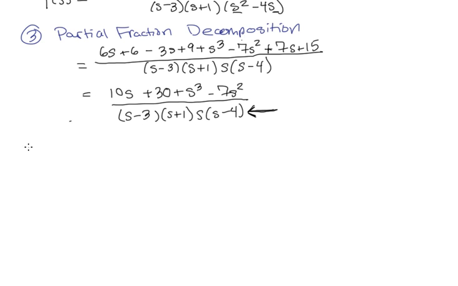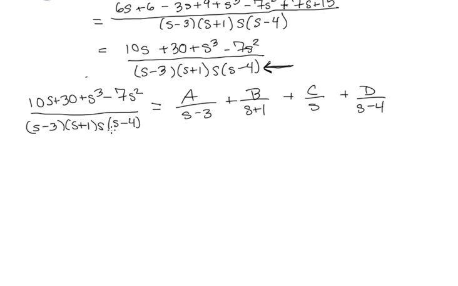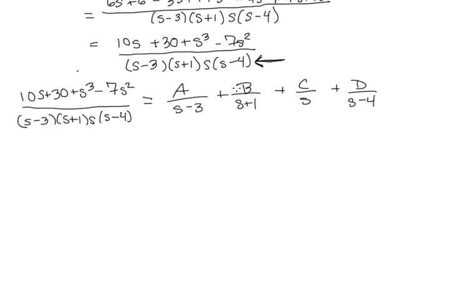So we have 10s plus... so this is going to be A over s minus 3 plus B over s plus 1 plus C over s plus D over s minus 4. Okay, so because these are distinct linear factors, we can decompose it to this.